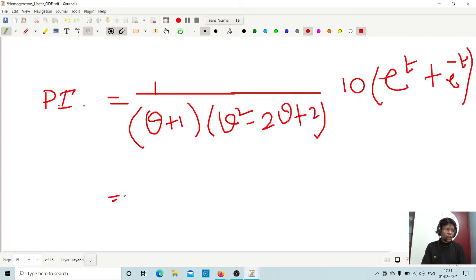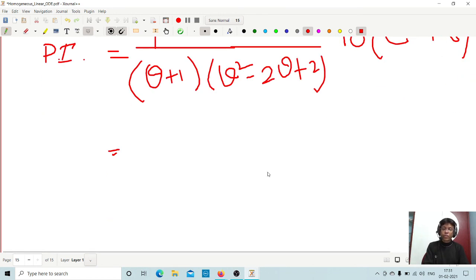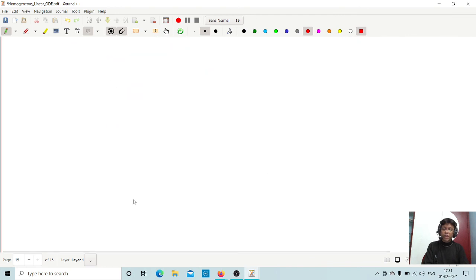But in the second case, if you substitute e to the power minus t, it will be 0. So in that case, you have to replace and take the inverse binomial expansion, and you do the calculation. I can just tell you the answer. The final answer of the particular integral will be 5x plus 2 by x log x. That will be the final calculation.